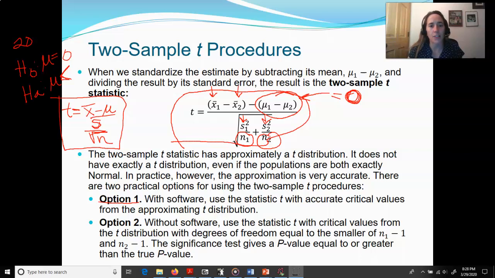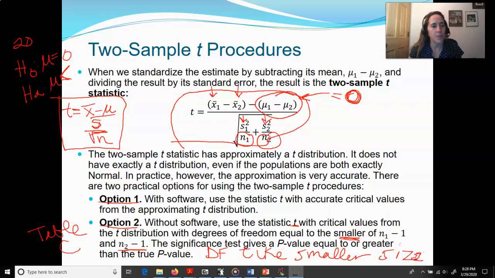Option 1 is software, to use the statistic t with accurate critical values, but option 2 I'm also going to show you without software. So when you do this, the statistic t with the critical values from the t distribution, this is Table C that we're talking about here. So in Table C, you take the smaller of n1 minus 1 and n2 minus 1. These are your degrees of freedom, if you recall. So please note you take the smaller sample size. Sorry, my pen seems to be going slowly.